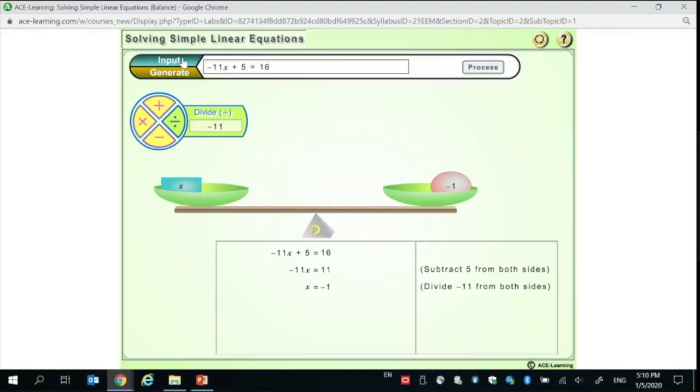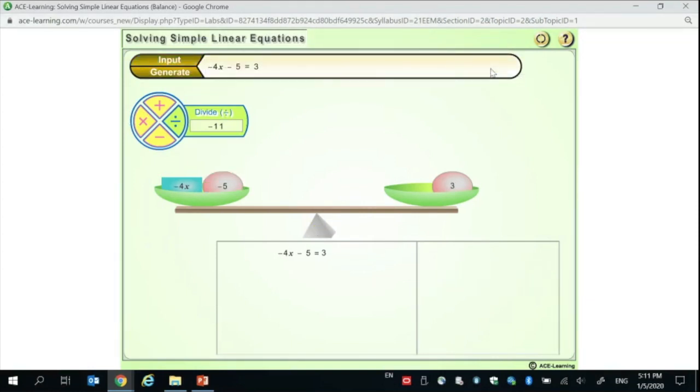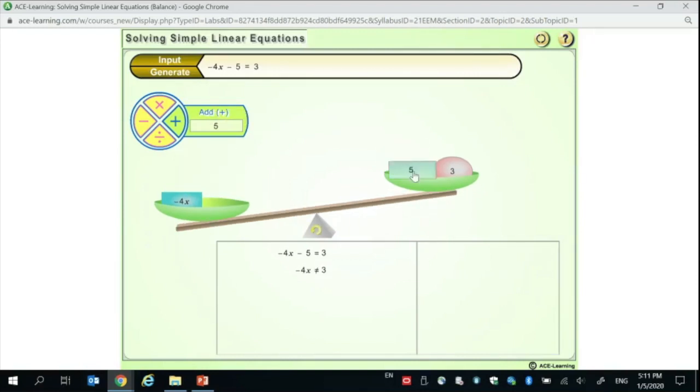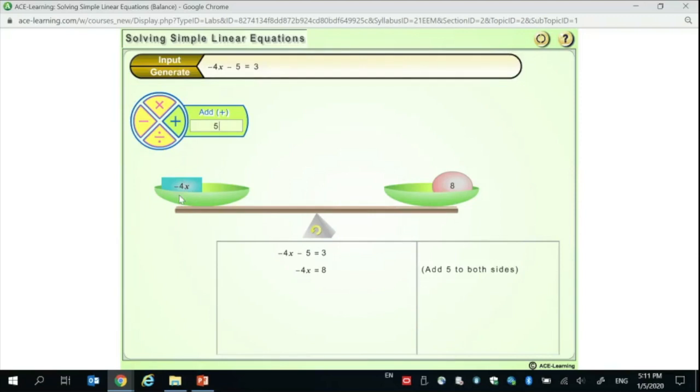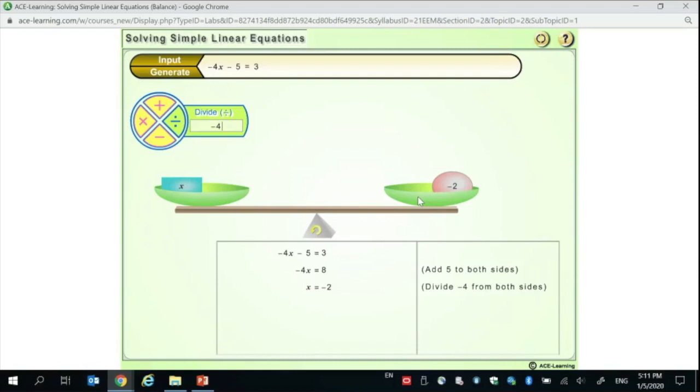Let's look at another example. So we have a minus 5 here. So let's plus 5 on both sides to remove the minus 5. Then there's a negative 4x here. So to get rid of the negative 4, we need to divide by negative 4 on both sides. So my answer is x equals to negative 2.